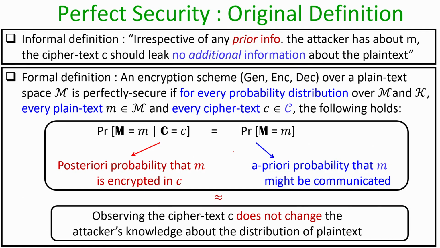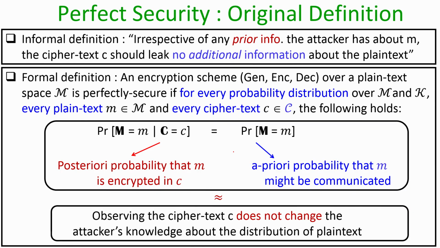That means, observing the ciphertext C does not change the attacker's knowledge about the distribution of the plain text. Whatever the attacker's knowledge was before seeing the ciphertext, the same knowledge it has even after seeing the ciphertext. And moreover, it holds even if the adversary is computationally unbounded. That is the importance of this definition.